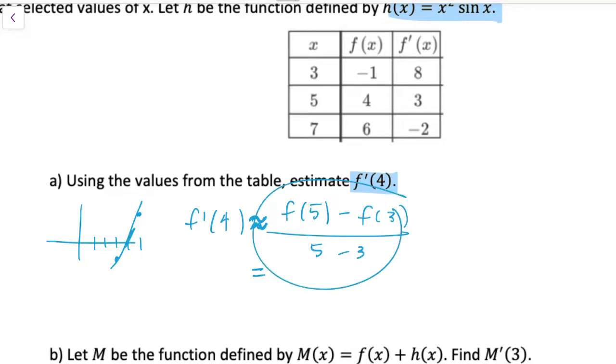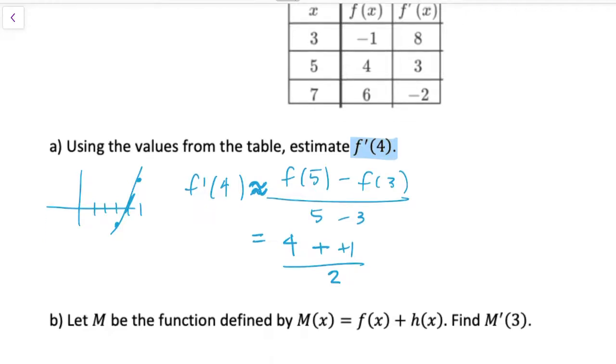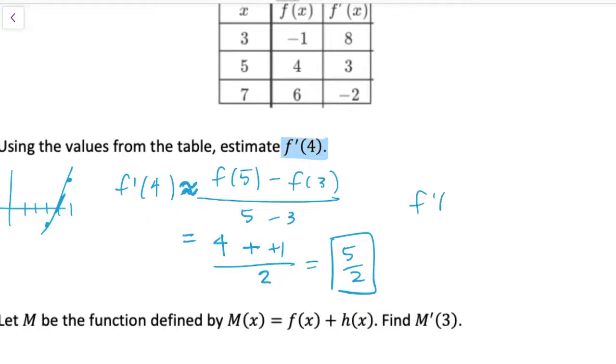So now we get to start using a whole bunch of equal signs. f of 5 is 4 minus -1 all over 5 minus 3, we get 2. 4 plus 1 is 5 over 2. Let's keep it 5 halves. So f prime of 4 is about 5/2.